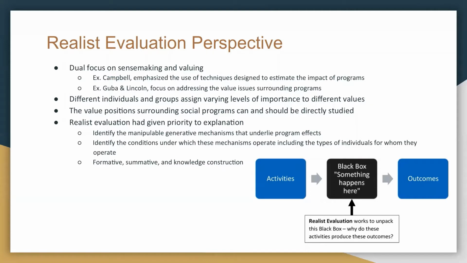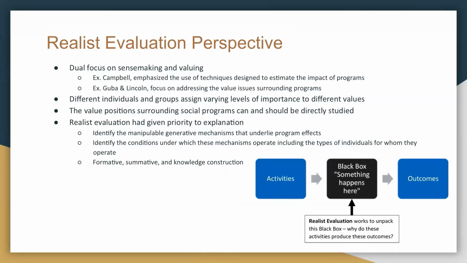An evaluation of a social program or policy can rarely measure all of the possible consequences. An evaluation will legitimate those values by measuring the outcomes related to some group's value position while giving short shrift to others. Realist evaluators recognize that different individuals and groups assign varying levels of importance to different values and that choices made in the evaluation process can serve some values perspective. Also, realist evaluators believe that the value positions surrounding social programs can and should be directly studied.